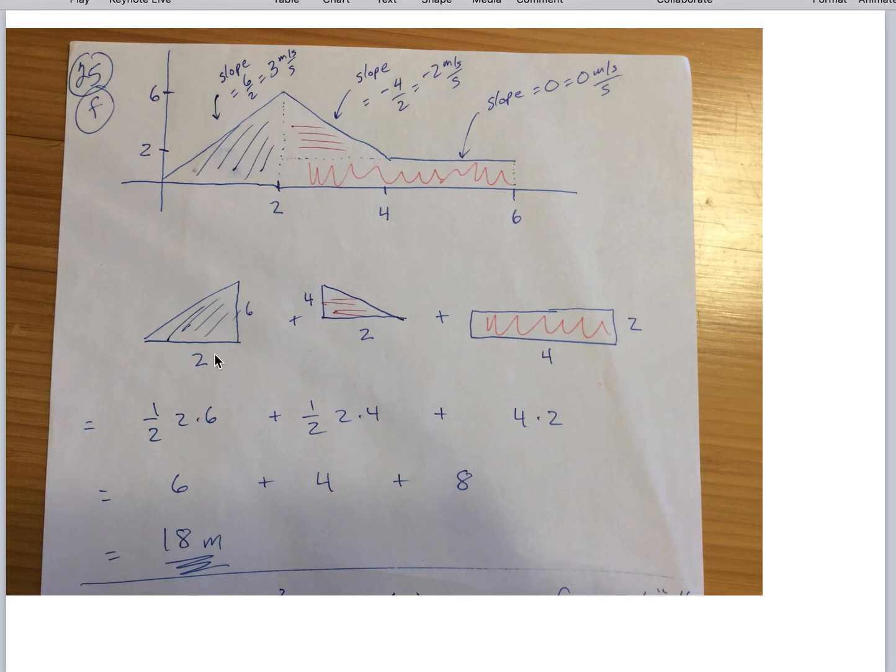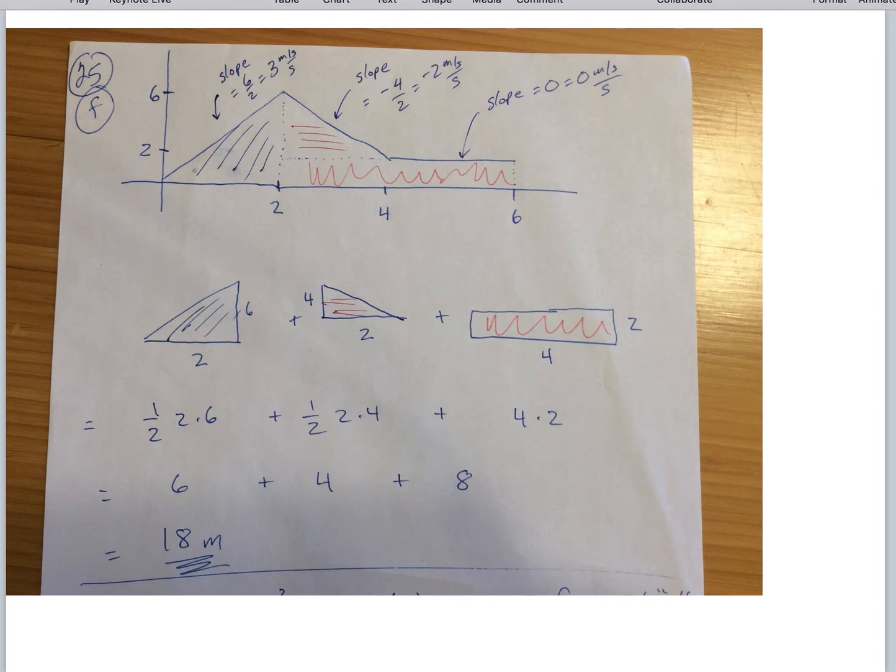So I got a rectangle here. It's 2 over up 6. I got a triangle here, which is up 4 and over 2. And then I got this rectangle here that has a base of 4 and a height of 2. So I find the area, and that adds up to 18. And the area on a velocity time graph does give us the distance, or really the displacement of that object.